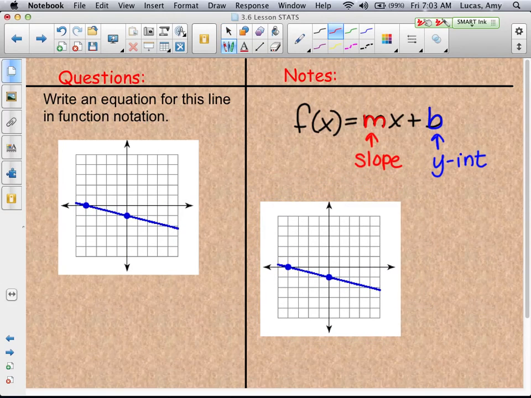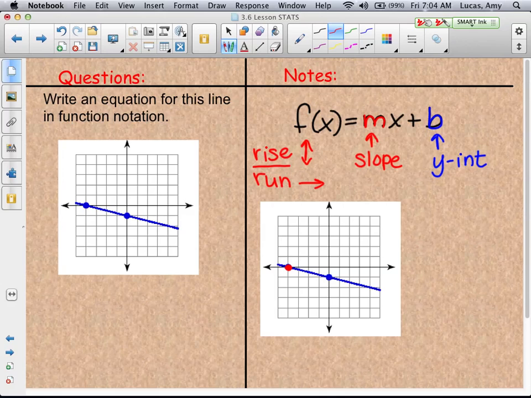Remember that when we find the slope, we always start at the point on the left. So here's my point on the left. Now, slope is rise over run, or the change in y over the change in x. You rise up or down, and you run to the right. You always run to the right, because you're starting at the point on the left.